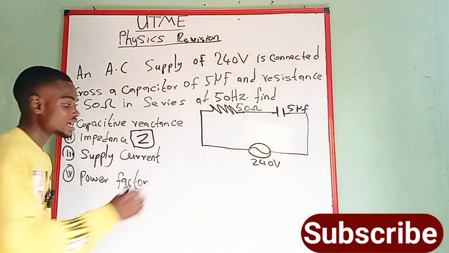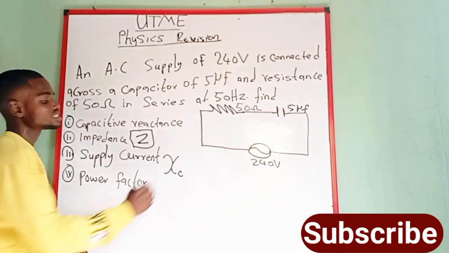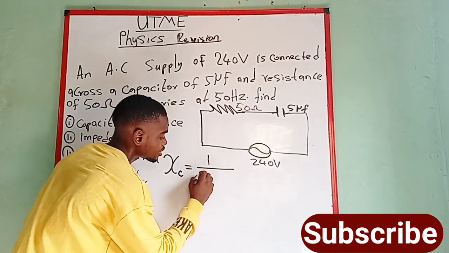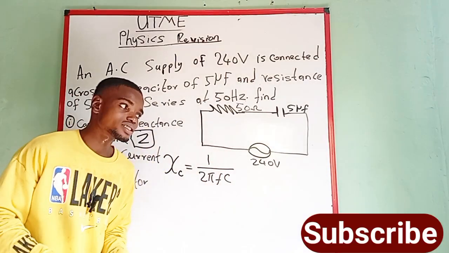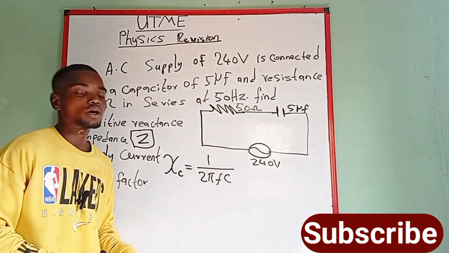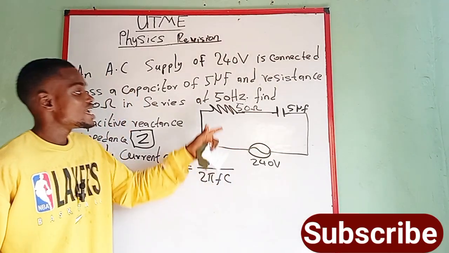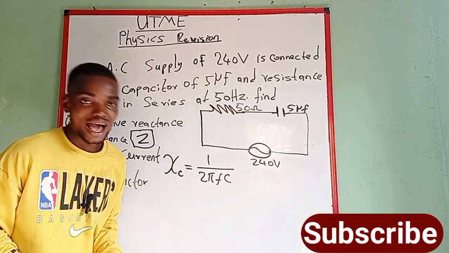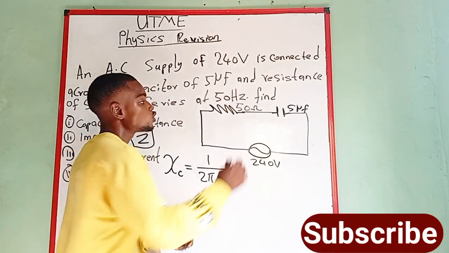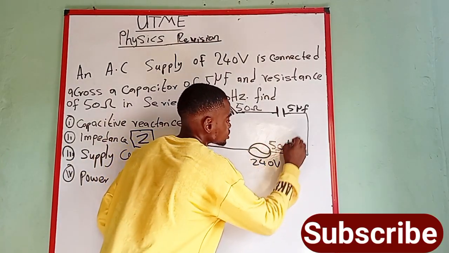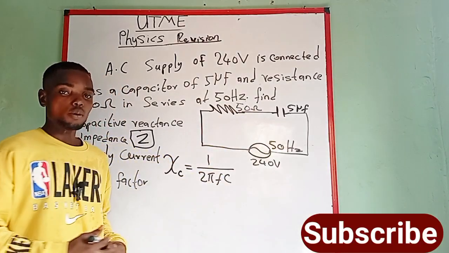Now, capacitive reactance, as you can see, is represented by this sign over here. It is equal to 1 all over 2 pi fC, where f is the frequency and C is the capacitor. Now, in this our AC circuit, we do not represent the frequency. The frequency is given to be 50 hertz. So the frequency is always attached to the voltage, which here we are going to put as 50 hertz. It is always attached to voltage. Now our circuit is complete.